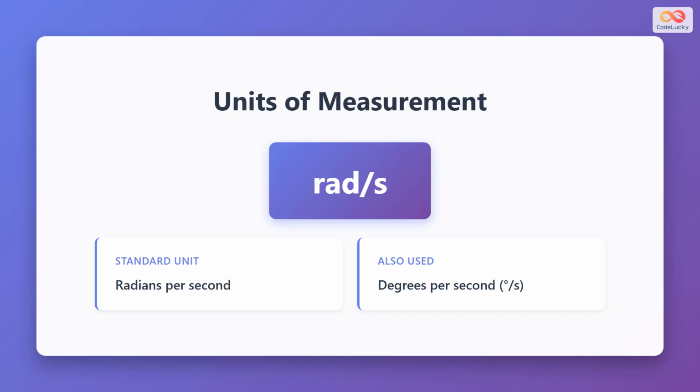Angular velocity is measured in radians per second, abbreviated as rad/s. This is the standard unit used in physics and engineering. While degrees per second can also be used for angular velocity measurements, radians per second is preferred because radians are the natural unit for measuring angles in mathematical calculations and physics equations.